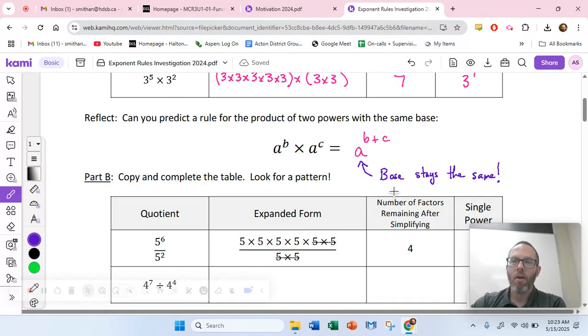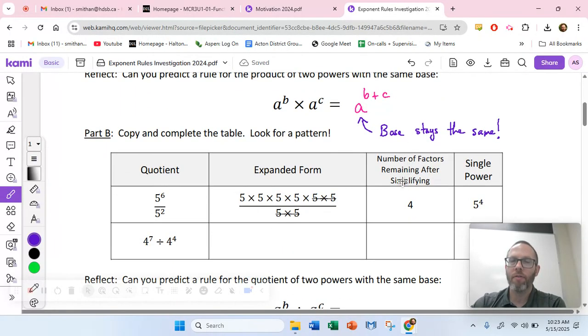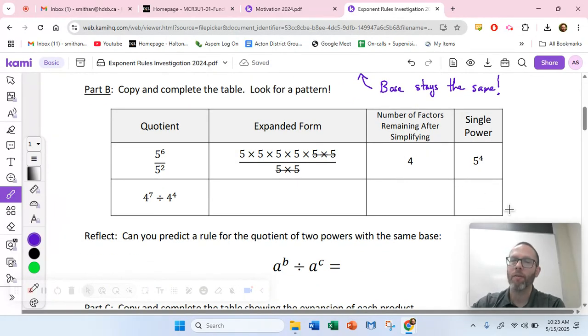Add the exponents. We have a rule for dividing powers too. It's entirely possible you already know this rule, but let's just motivate it with a couple quick examples. What happens when you divide 5 to the power of 6 by 5 to the power of 2? When you expand everything out, you get 2 factors of 5 on top and 2 on the bottom. They divide to 1. What you're left with is 4 factors of 5.